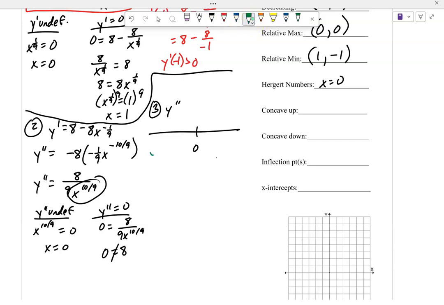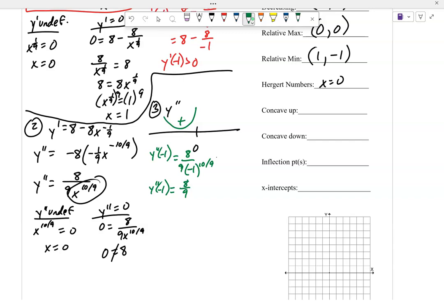Let's go ahead and throw in y double prime of -1. So we got 8 over 9, -1 to the 10/9. And so that'll end up being a positive 1, right? -1 to the 10th power is positive 1. Positive 1 to the 1/9 is 1. So I got 8/9. So that ends up being positive, so we are concave up.